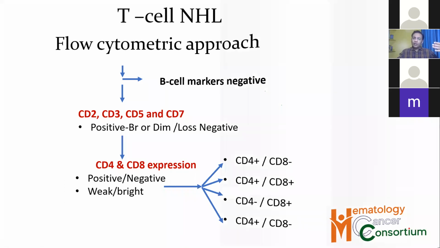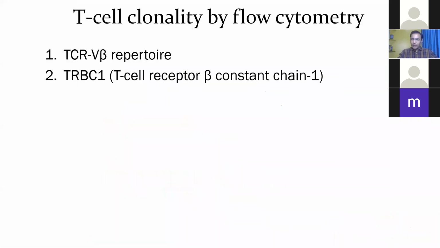Now we can also do clonality establishment. Clonality by flow cytometry is done by TCR V beta repertoire, which is complex and needs an extensive assay. We do.